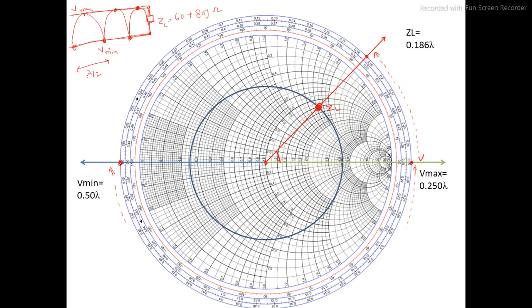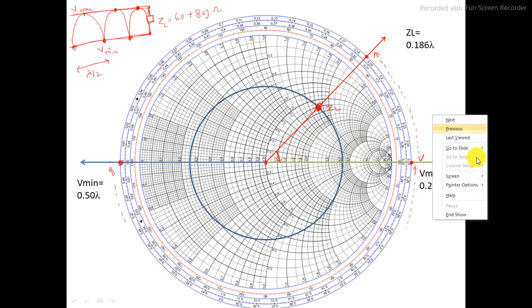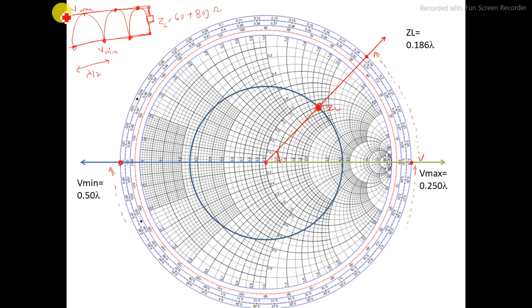Now we are interested in finding the V maxima and V minima locations for this given load impedance. If we have a transmission line and a load, a standing wave will be formed inside the transmission line. These are the V minima locations, these all are V minima locations, and these points are V maxima.